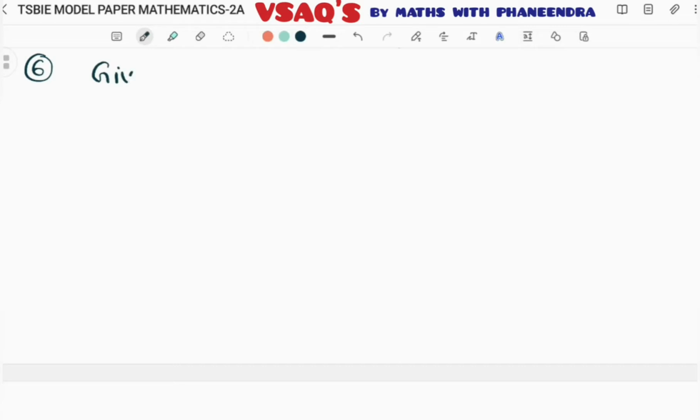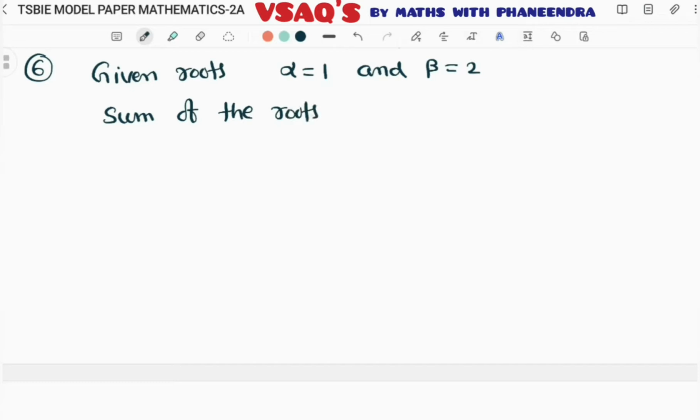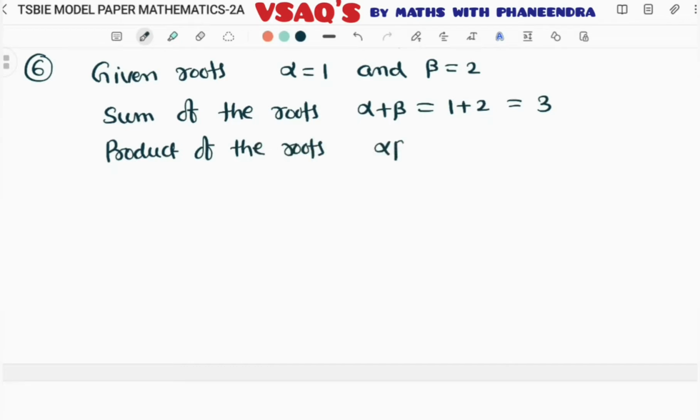Question number 6. Given roots alpha is equal to 1 and beta is equal to 2. Sum of the roots, alpha plus beta is equal to 1 plus 2, that is equal to 3. Product of the roots, alpha into beta.